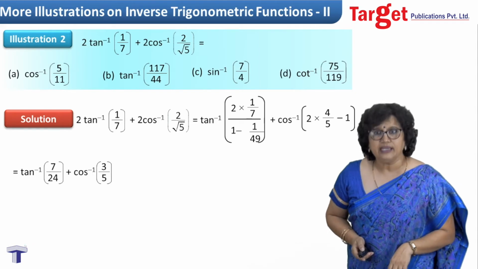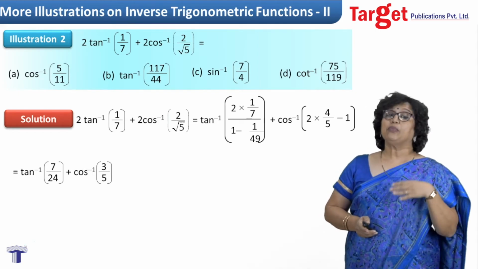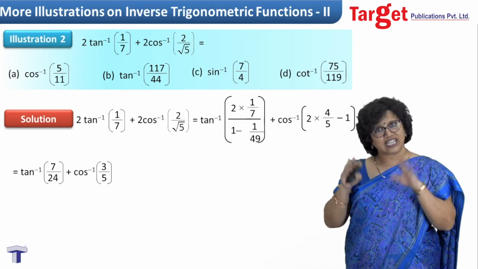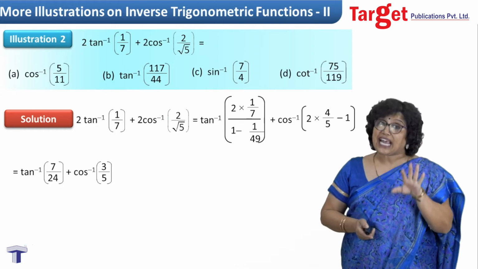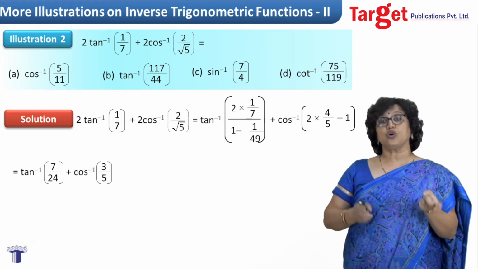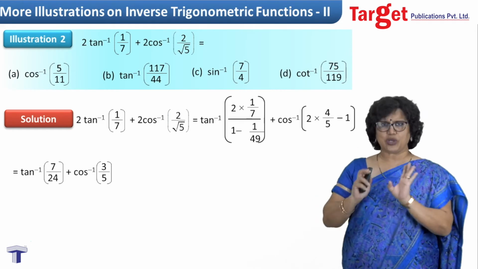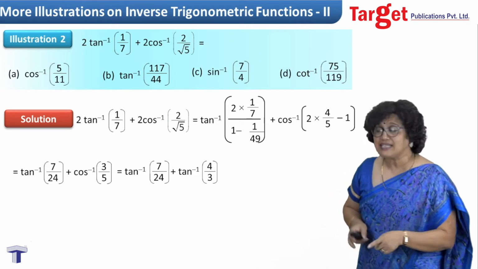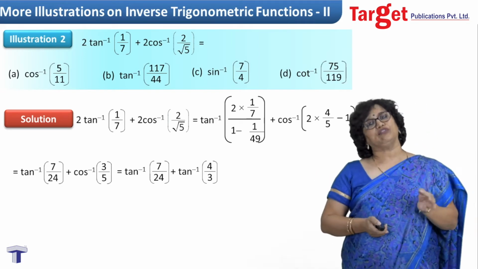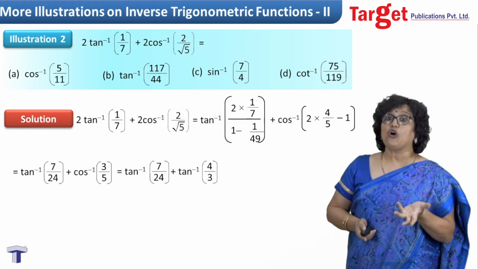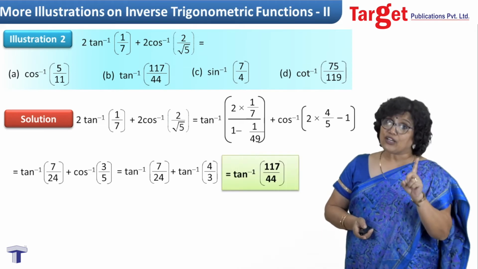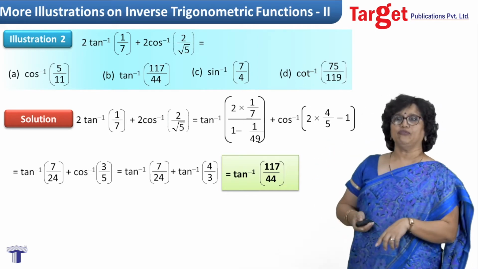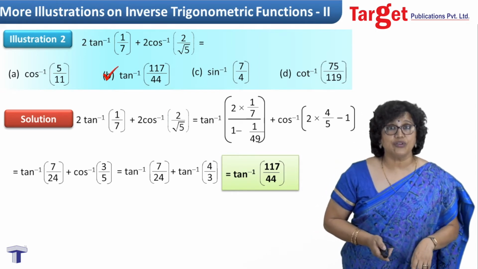And then I simplify it and I get tan inverse of 7 by 24 plus cos inverse of 3 by 5. Now we have no formula connecting cos inverse and tan inverse and adding them. So we will have to either write the tan inverse part in terms of cos inverse or write cos inverse in terms of tan inverse. Choice is yours. I write cos inverse in terms of tan inverse and I write it as tan inverse of 7 by 24 plus tan inverse of 4 by 3, and then apply the formula of tan inverse x plus tan inverse y, and that would lead finally, after simplification, to tan inverse of 117 upon 44, and the correct answer in this case would be B.